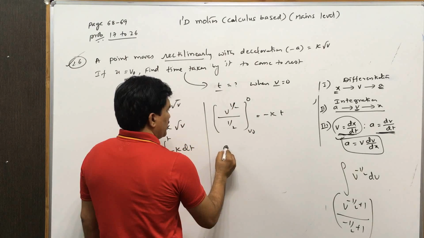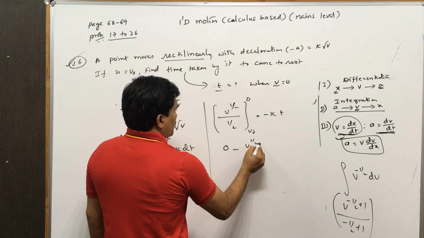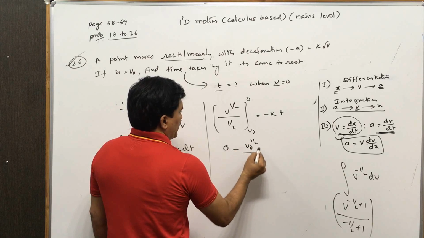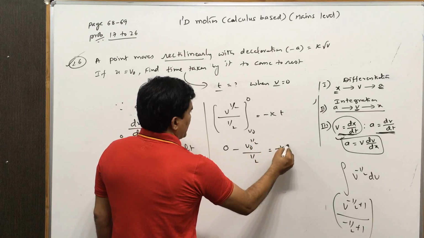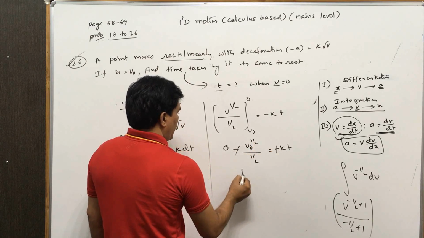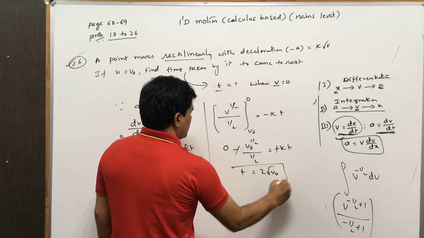So, 0 minus v naught to the power of 1 by 2 by 1 by 2 is equal to minus kt, minus minus gets cancelled, from which you will get t is equal to 2 into root v naught by k. Okay.